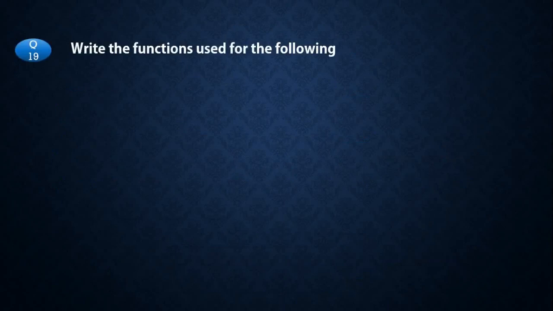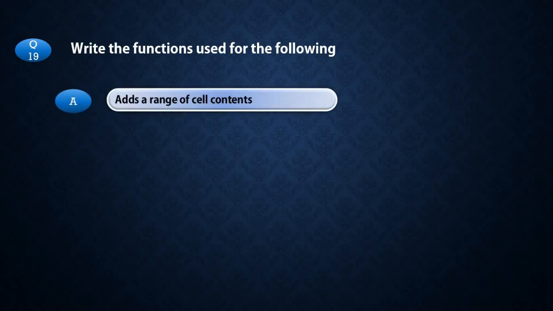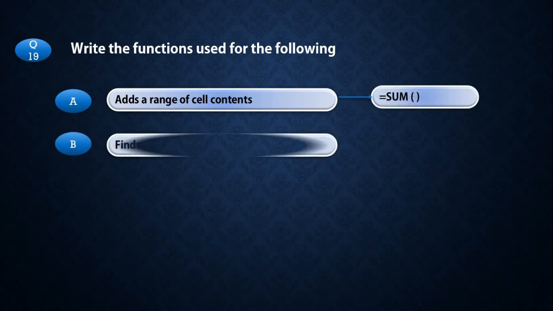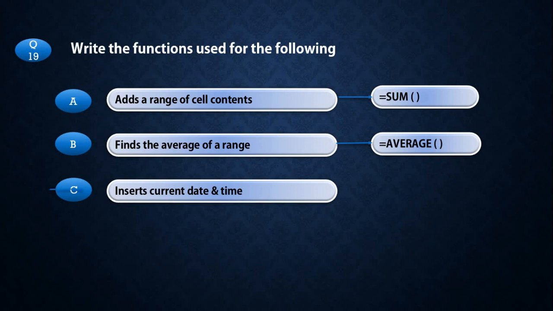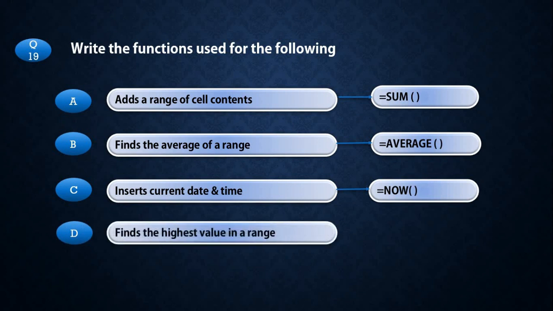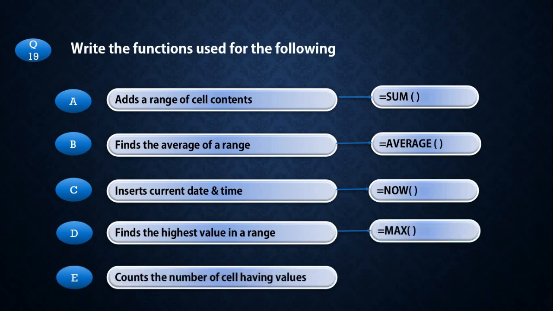So next question, write the function used for the following. So adds a range of cell contents, we are using sum function. In order to find the average of a range, we are using average function. Inserts current date and time, we are using now function. And which finds the highest value in a range, we are using max function for it. And lastly, counts the number of cells which is having values, we are using count function.